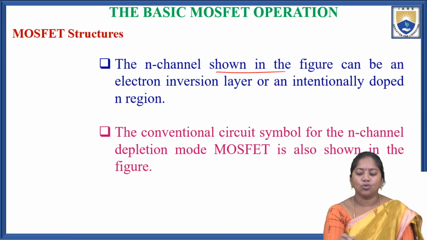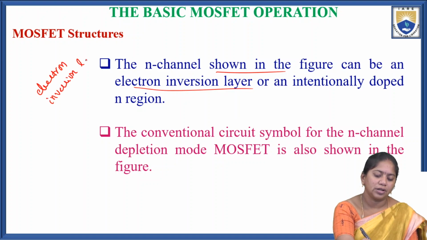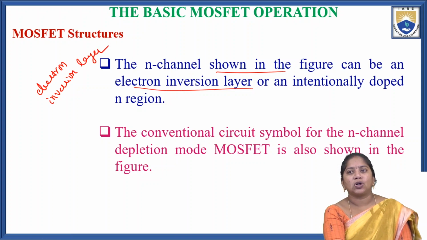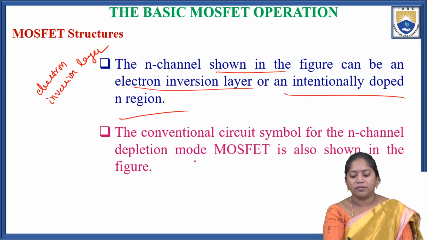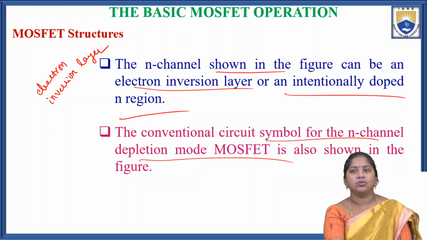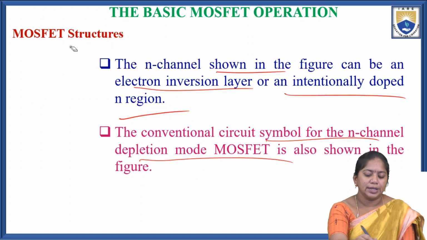So the n-channel shown in the figure can be an electron inversion layer, or an intentionally doped n region. In the n-channel it will be the electron inversion layer. The conventional circuit symbol for the n-channel depletion MOSFET is also shown in the previous figure.